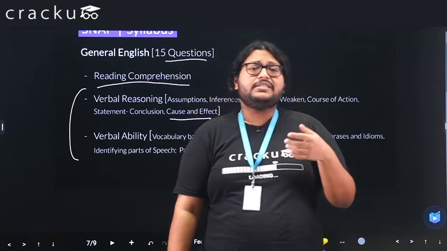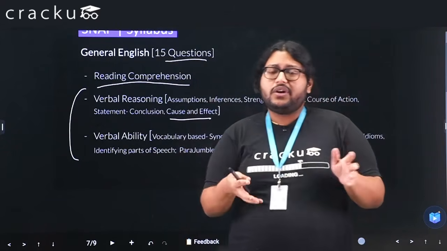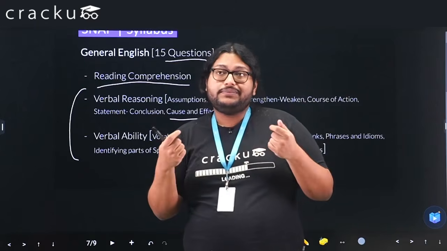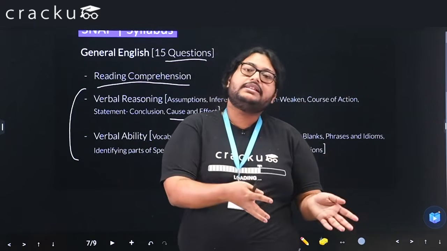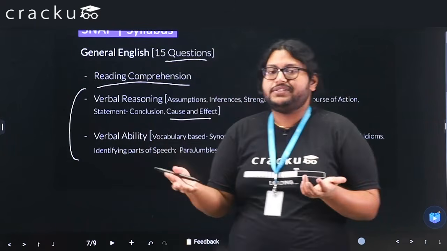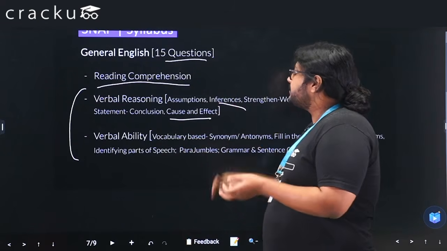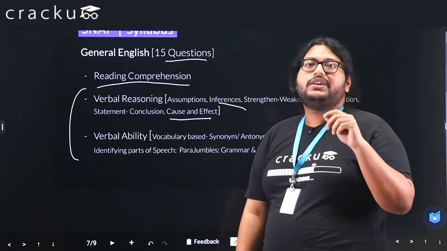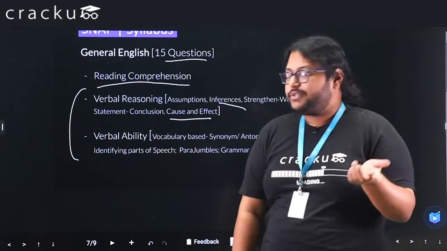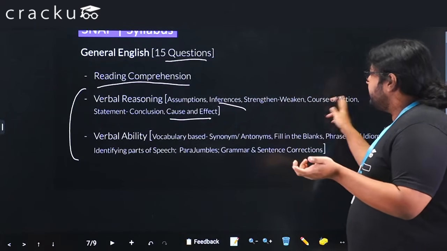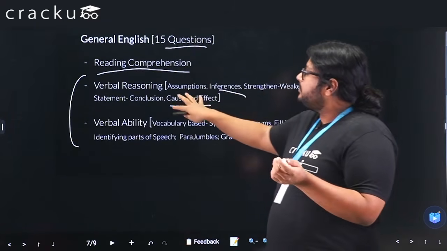We have cause and effect, where two activities or two actions are given to us. We need to figure out which is the cause, which is the effect, or if both of them are effects of one singular cause, or there is no relation. All those kinds of questions. Inferences: a small passage is given to us, and we have to figure out what can be logically inferred from this. So this is basically the verbal reasoning part.